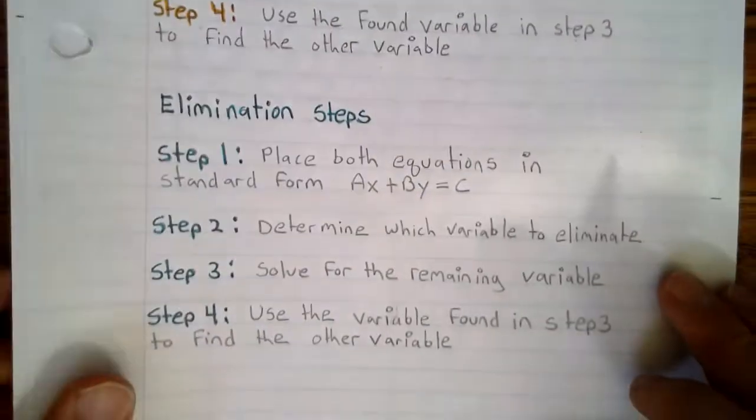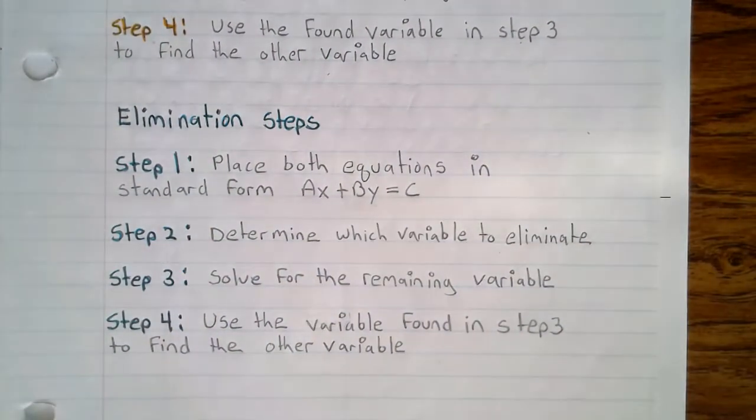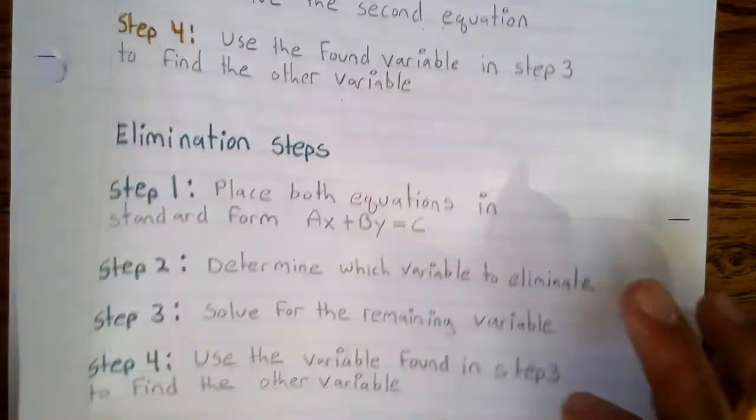All right. Now let's look at the elimination steps. Step 1, place both equations in standard form, ax plus by equals c. Step 2, determine which variable to eliminate. Step 3, solve for the remaining variable. Step 4, use a variable found in step 3 to find the other variable. If you would, update the elimination steps. All right, now your notes are updated. Let's move on to the examples.